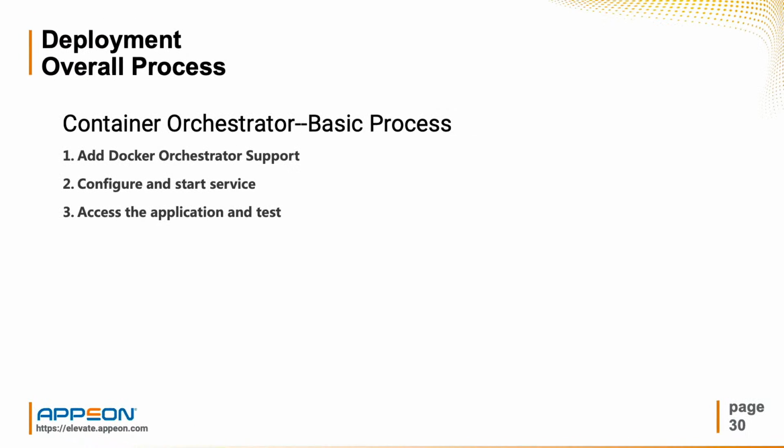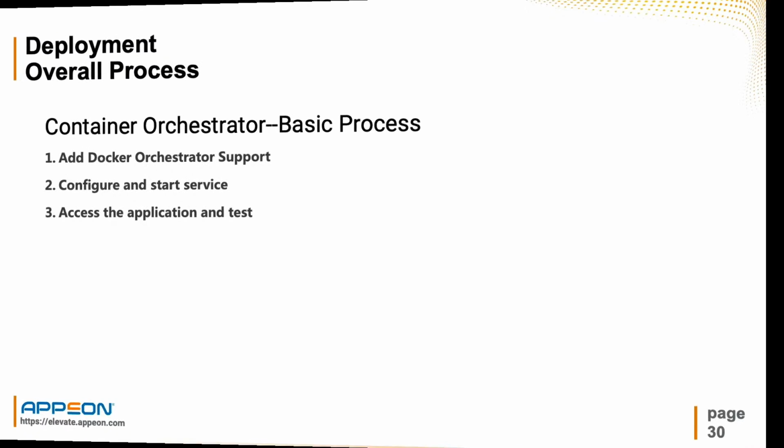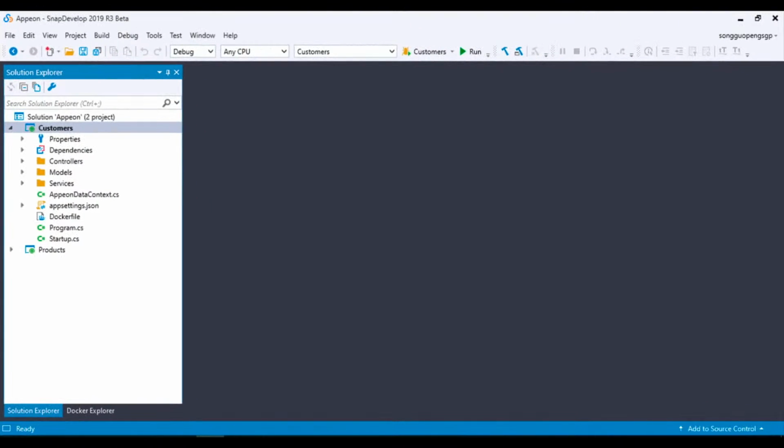Container orchestrator basic process. So first of all, we need to add Docker orchestrator support. Then we need to configure and start the service, and then we can finally access the application and test. Okay, so now let's continue on to the container orchestrator. Applications typically consist of individual containerized components, often called microservices, that must be managed sequentially if they are to function properly together. So we need a container orchestrator. A process that organizes multiple containers is called the orchestrator or the container orchestrator.